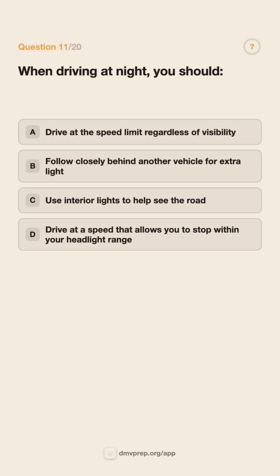Question 11. When driving at night, you should: A. Drive at the speed limit regardless of visibility. B. Follow closely behind another vehicle for extra light. C. Use interior lights to help see the road. D. Drive at a speed that allows you to stop within your headlight range.